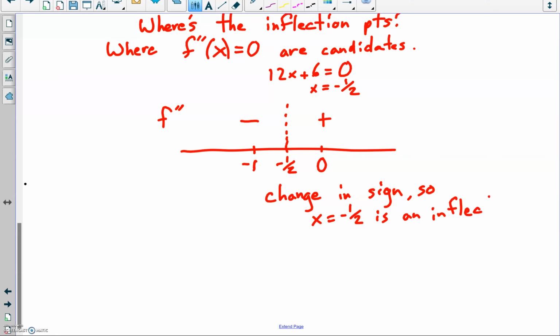And that's all there is to it. So if you're looking for inflection points, even if you could use the second derivative test to get the max and min, you still have to use a sign chart to get the inflection points.